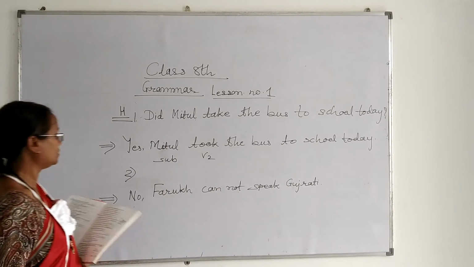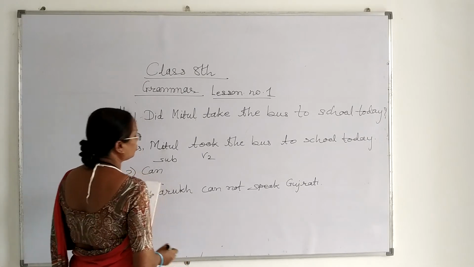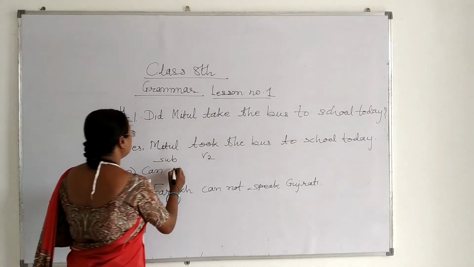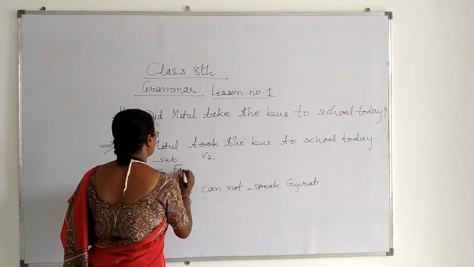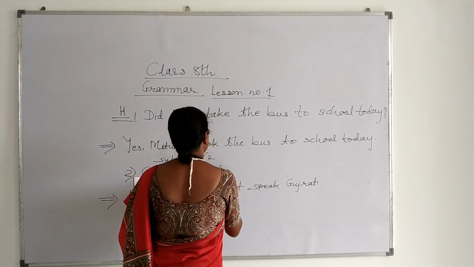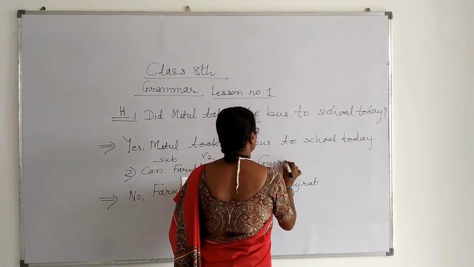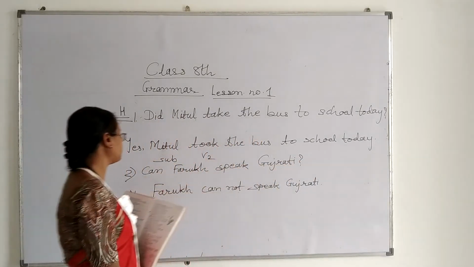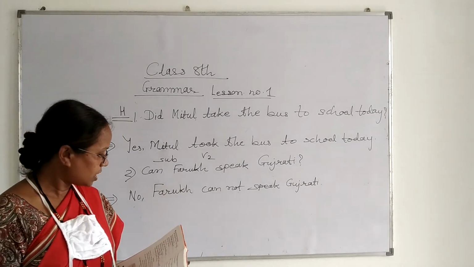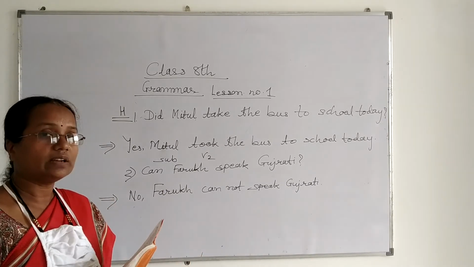It is the answer. What will be your question then? Your question will be very easy. Yes, you can understand it very easily. The question will be like this. You have to take out the helping verb for framing the question. Can Farooq, can then subject Farooq. Can Farooq speak Gujarati? Question mark. Okay, students, so this exercise is also easy. You have to try the next questions of this exercise on your own. Or shall we try one more?